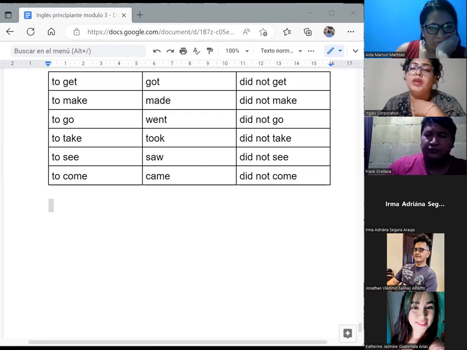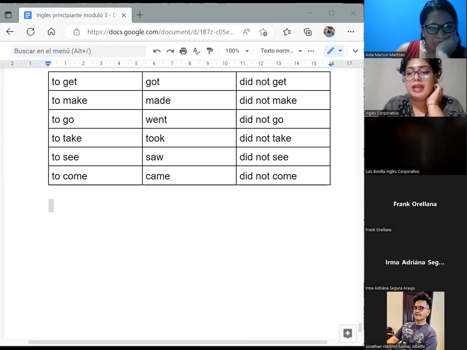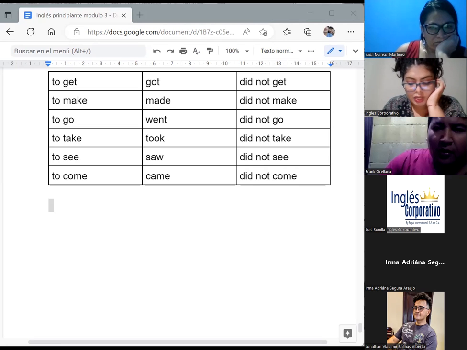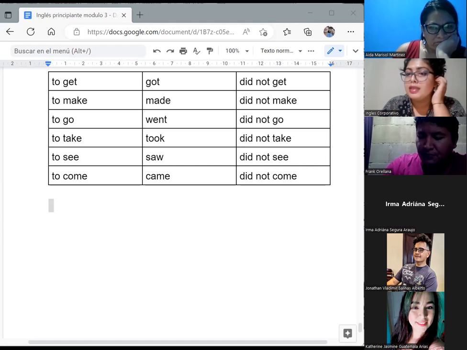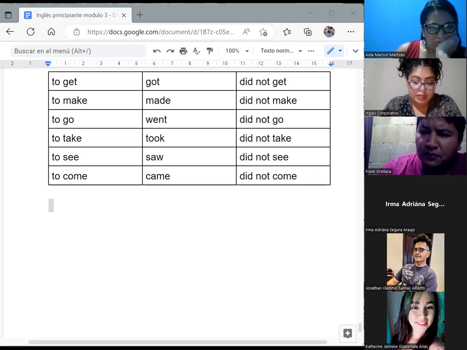And then when we end the information about questions, we are going to see some examples. We are going to create some examples with irregular verbs. So in that case, we are going to have different sentences. So we are going to put into practice the information that we have about the irregular verbs. Vamos a ver una serie de ejemplos con los verbos irregulares.